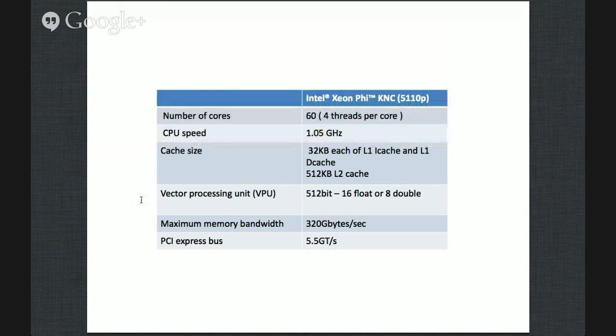And so here are some numbers. On the 5110P, that's a version of the chip, it has 60 cores, 4 threads per core, with a CPU speed of 1 gigahertz, and it has a 512-bit wide vector processing unit, with a maximum bandwidth of 320 gigabytes per second, and it's connected with the processor by the PCI Express bus.